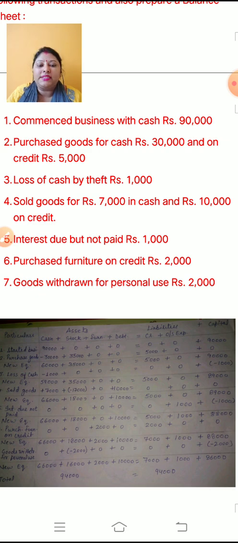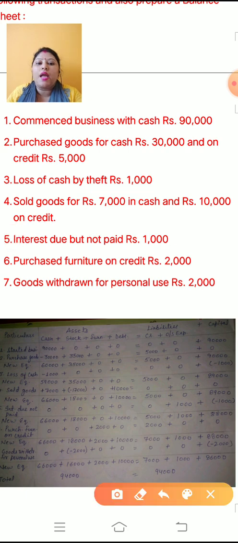Now stock is an asset, so on the asset side you have to make it. For cash, on credit: purchase goods for cash, so the cash column is already done. Now on credit means the creditor column you have to make. Next is loss of cash by theft, rupees 1000. This is an expense, so do not make any column.